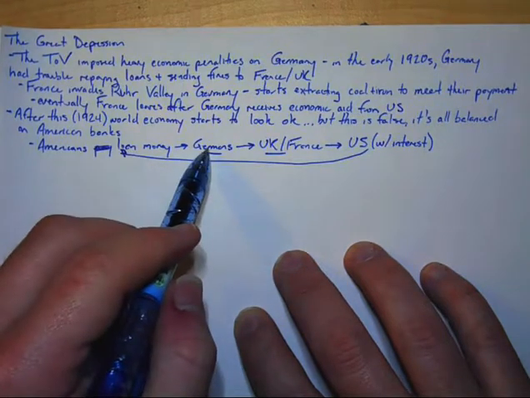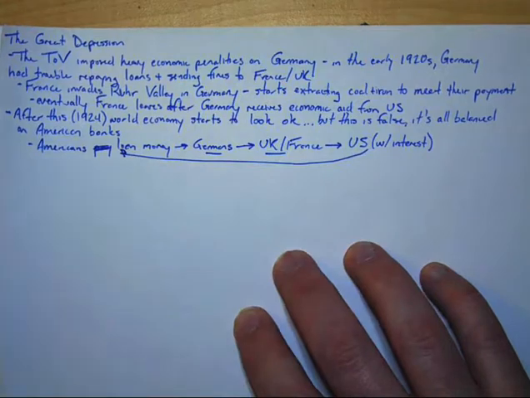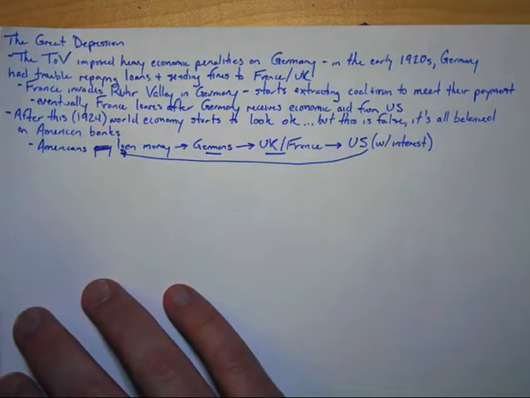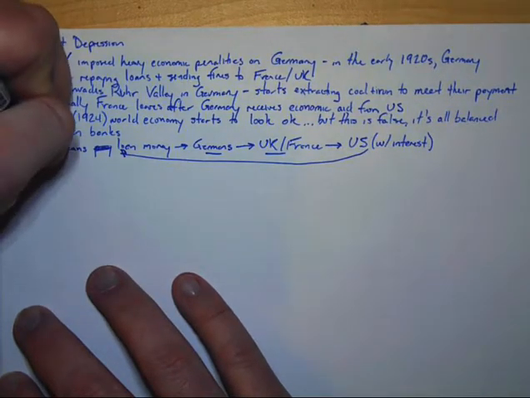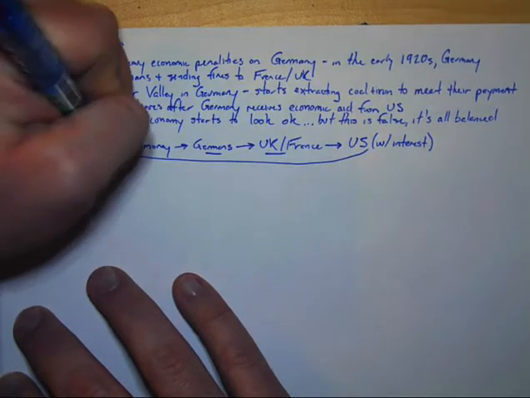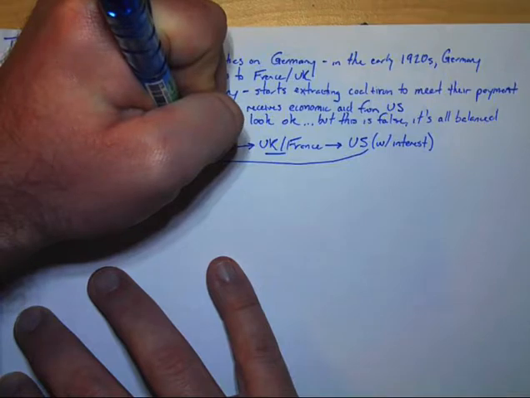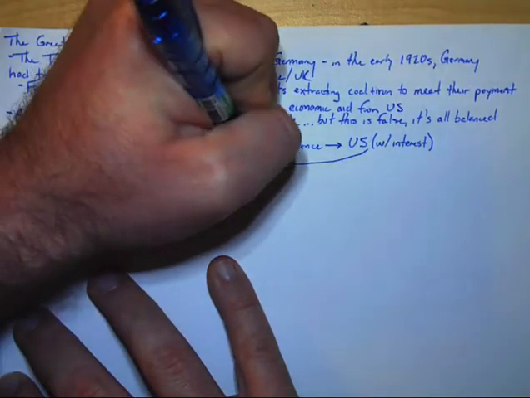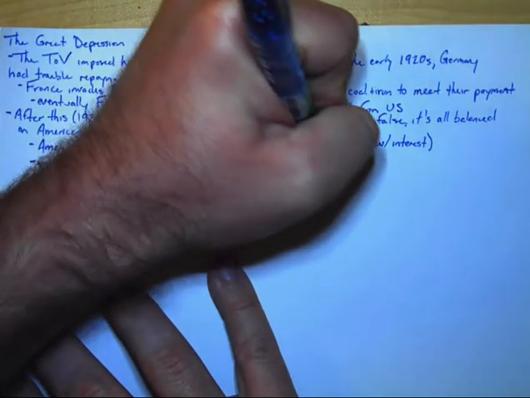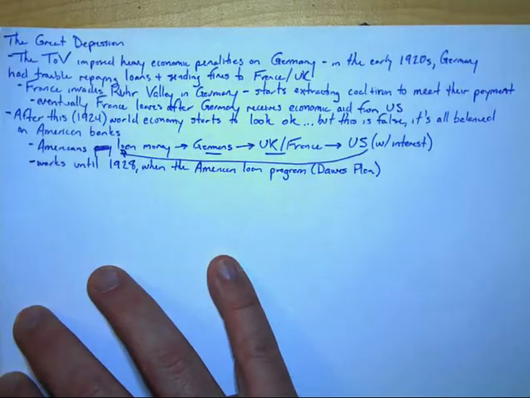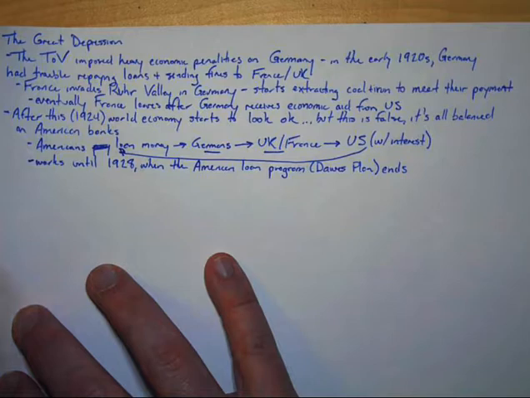So then the money goes back to the Germans, who give it to the United Kingdom and France, who give it back to the United States with interest. And this all works okay until 1928, when the American loan program, called the Dawes Plan, ends. It was only meant to be a temporary fix anyway. And so in 1928, they come up with a new plan, but they don't actually put this new plan into effect because the Great Depression is going to hit before it can get enacted.